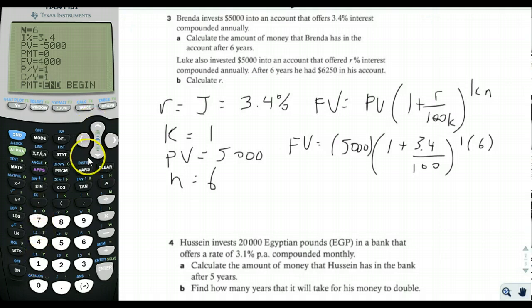So let's see what the future value is. It's going to come out to be a positive number. Alpha, enter. It's going to be 6110.73.